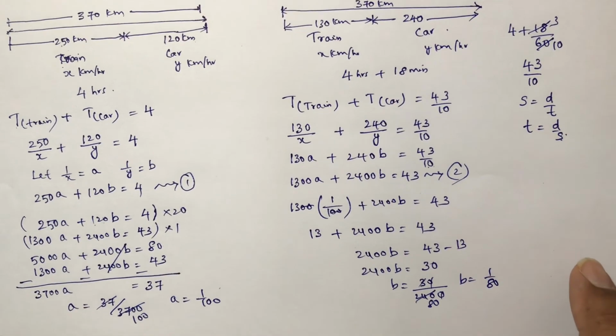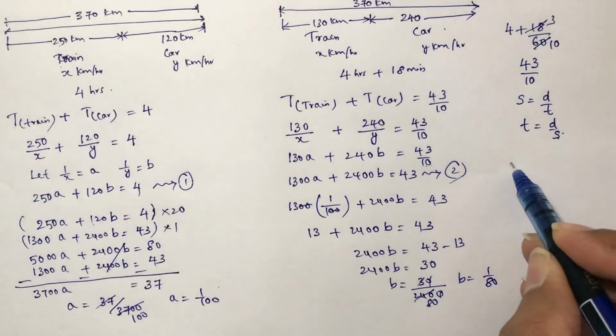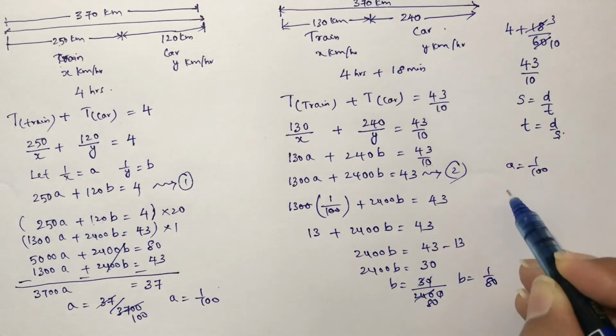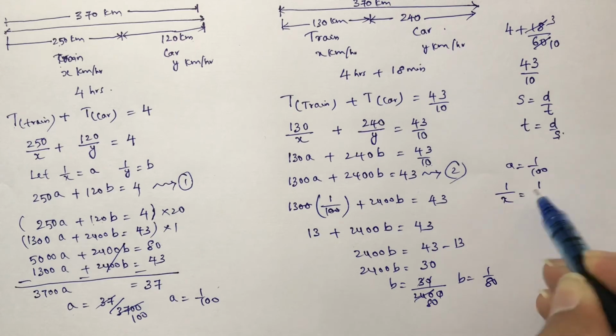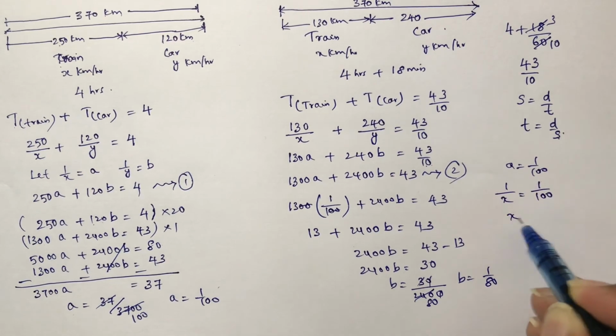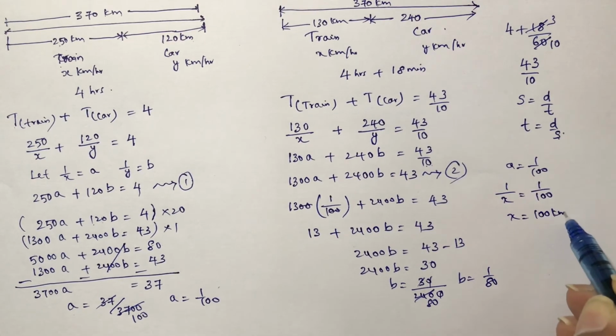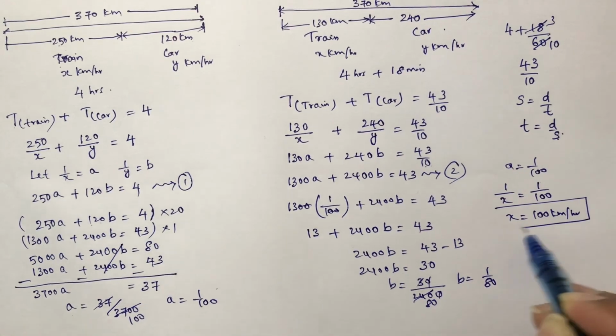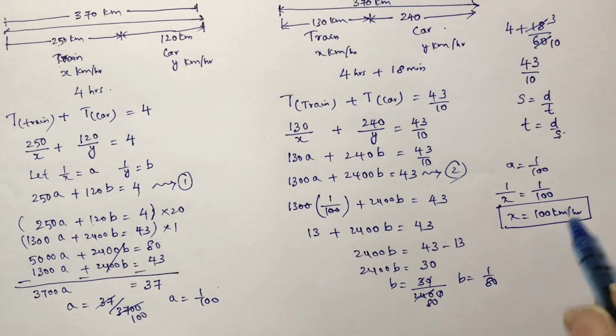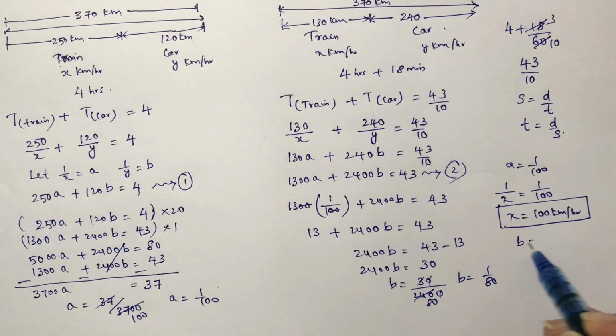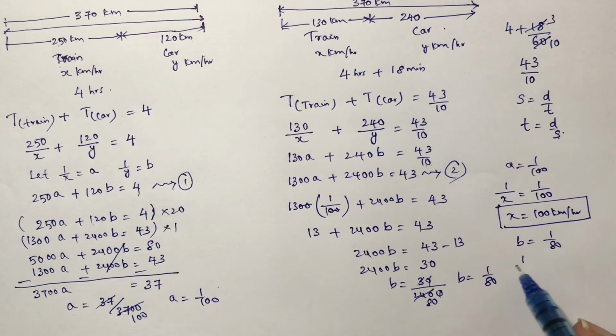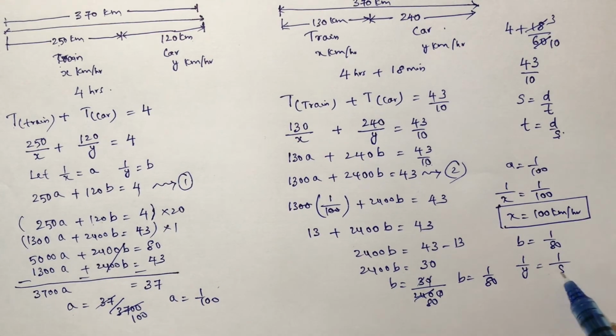But we considered a as 1 by x. A is 1 by 100, so 1 by x equals 1 by 100. So x equals 100 kilometers per hour. So speed of the train is 100 kilometers per hour. And b you got 1 by 80, but b we considered as 1 by y equals 1 by 80. So y equals 80. So speed of the car is 80 kilometers per hour.